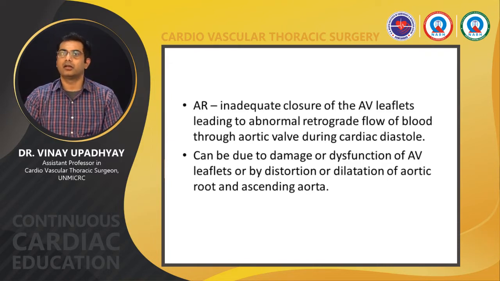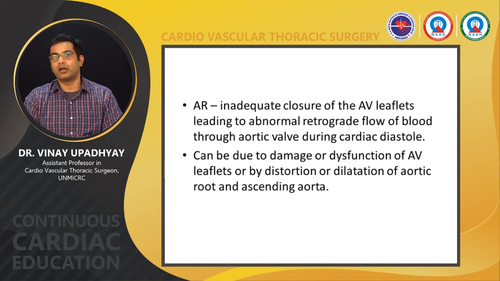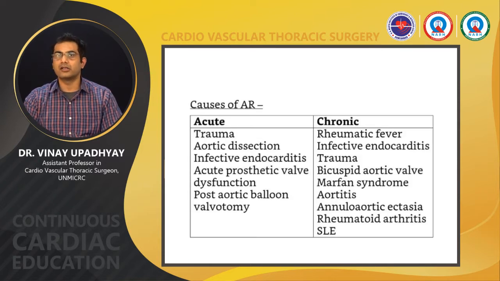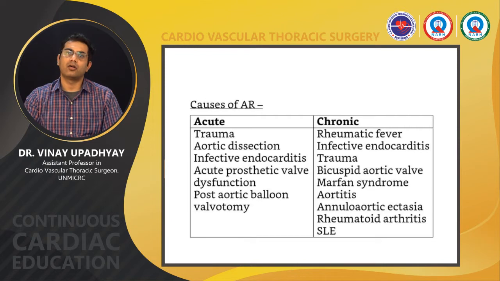It can be due to damage or dysfunction of the aortic valve leaflets, or distortion and dilatation of the aortic root and ascending aorta. These are the etiologies of aortic regurgitation, according to the chronicity of regurgitation: acute AR and chronic AR. These are the most common causes.